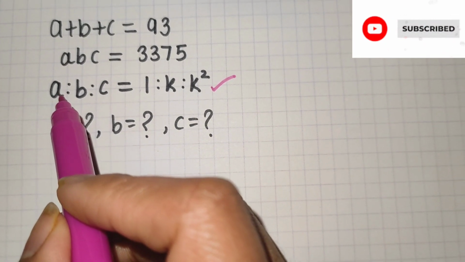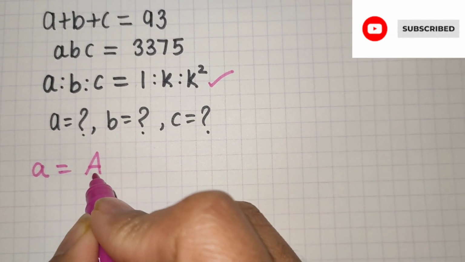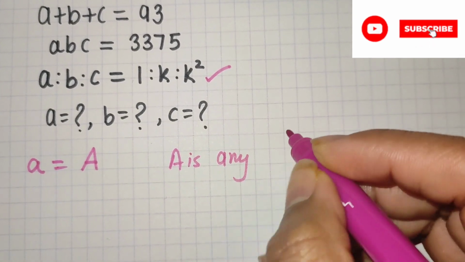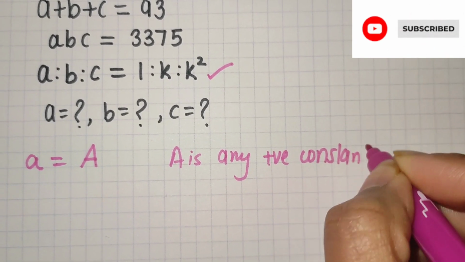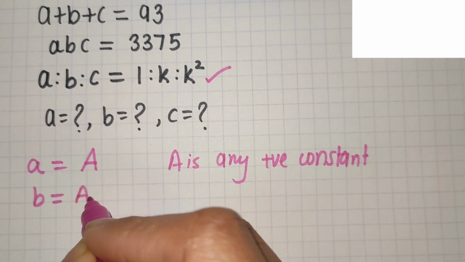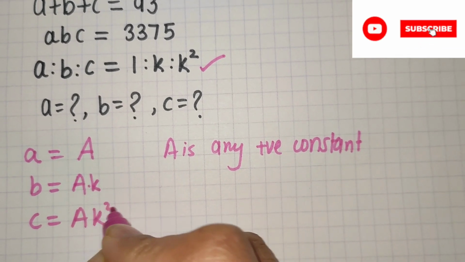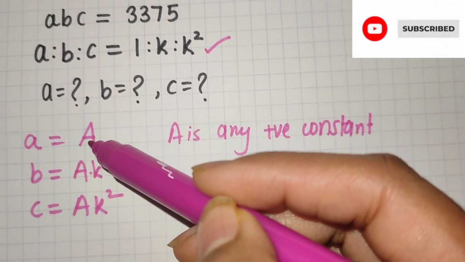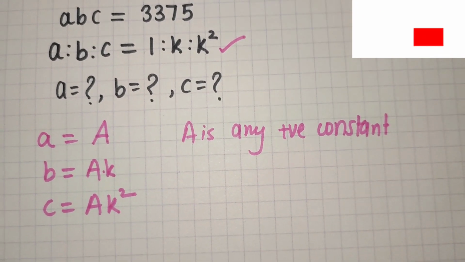If a, b and c are in this ratio, then a can be written as 1 times a, which is a, where a is any positive constant. So b can be written as a times k. C can be written as a times k squared. Now to find out the values of a, b and c, if we find out the value of a and k, our job is done. So let's focus on that.